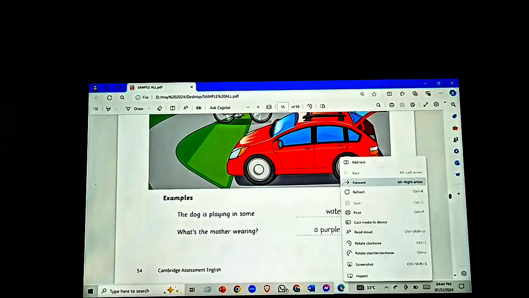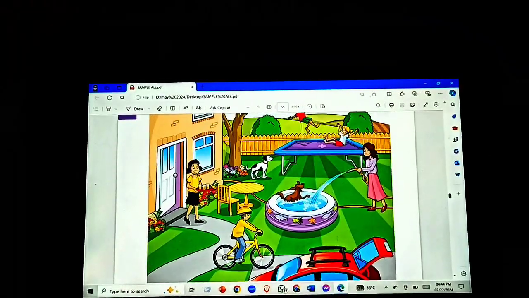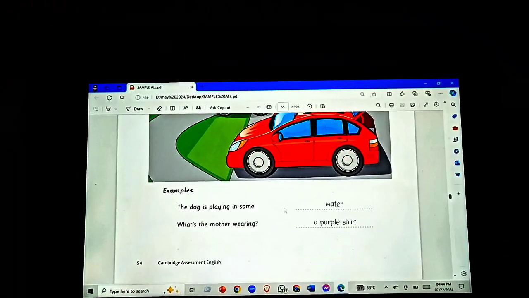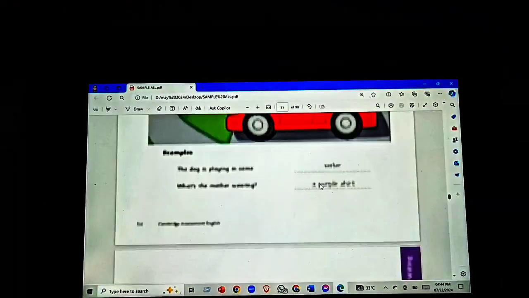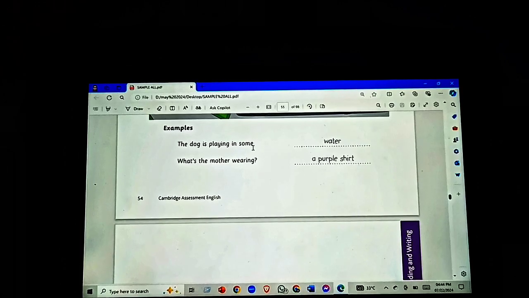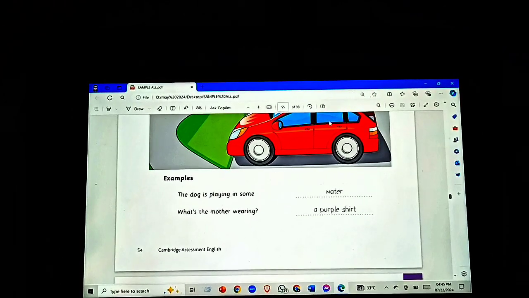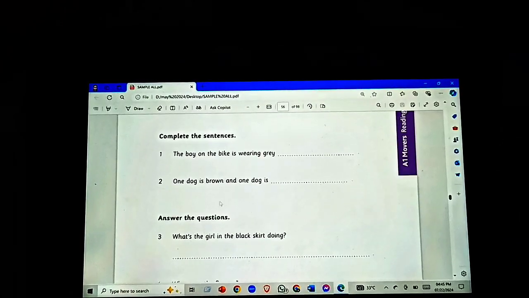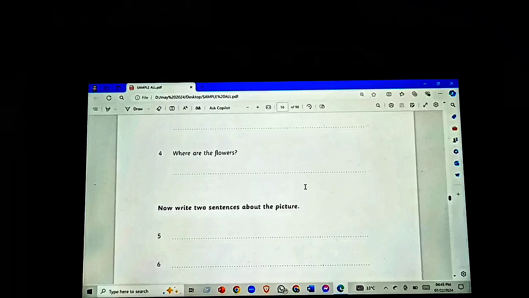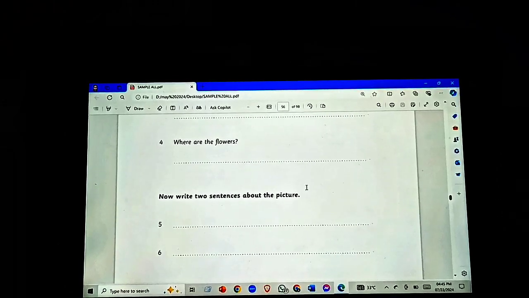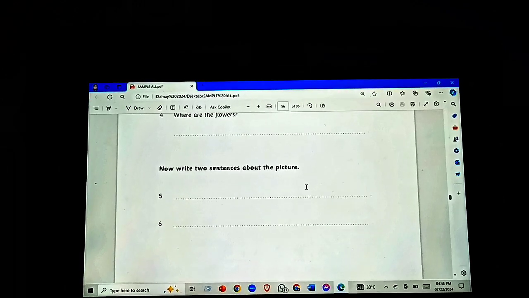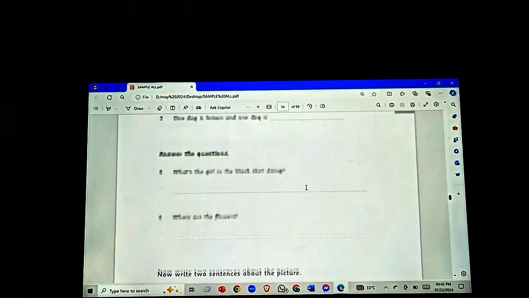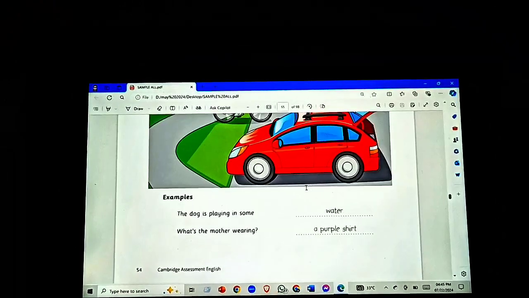So what you have to do, you have to see the image, and based on your understanding of the image you have to write the answer. Okay, so you have to see the picture, understand the picture, understand the sentence and the questions, and based on your understanding of the picture you have to fill the gaps with correct words. So these are the questions. We can see 1 2 3 4 5 6. There are 6 questions. So you have to see the questions, and then based on your understanding of the picture you have to give your answers.